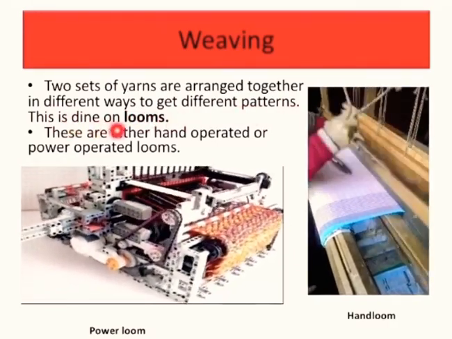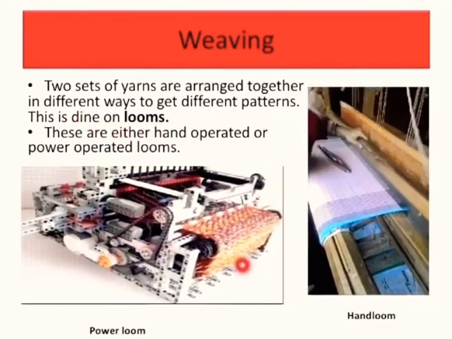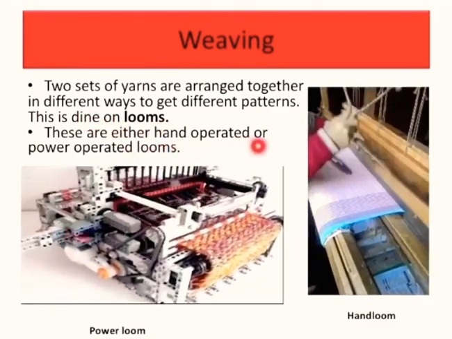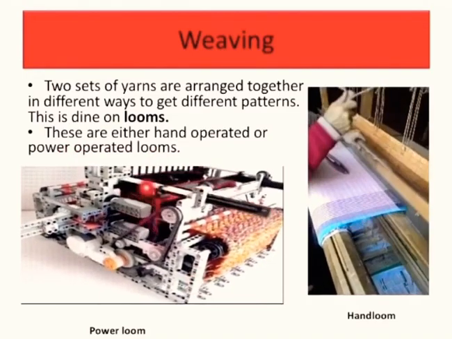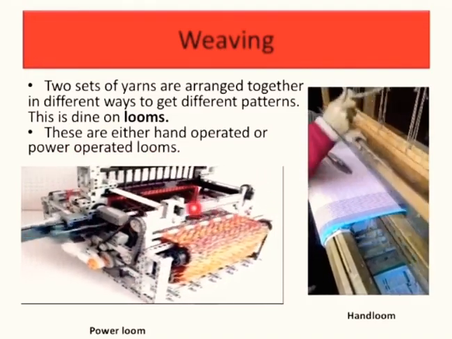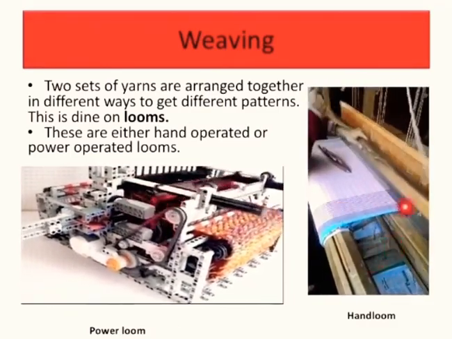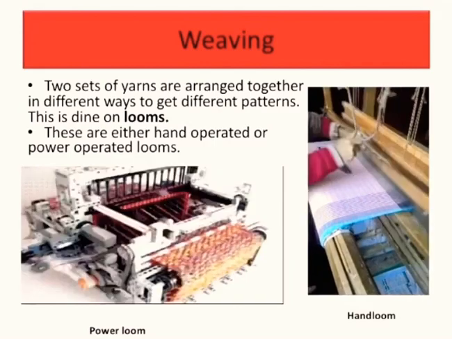This is called looms. So these are either hand operated or power operated. So this is the power operated loom, that is, this weaving is done by the power and machine, and this is called hand loom, that is, weaving is done by the hands.